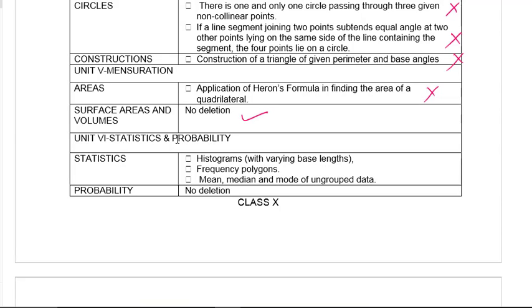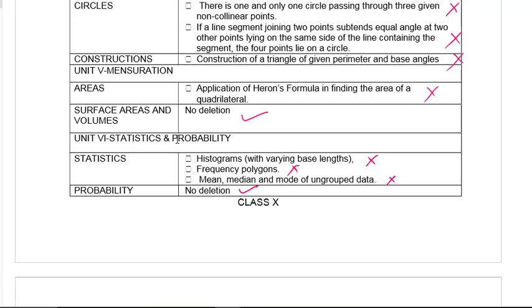In statistics, histograms with varying base length, this topic is not there. Frequency polygon is not there. Mean, median and mode of ungrouped data, this topic is also not there. And probability, this is there. We have to study this chapter called probability.